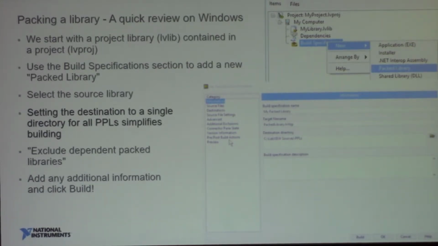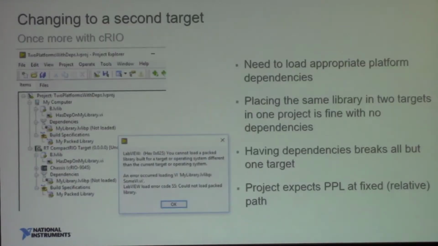So that would be how you generally do it if you had one library and you didn't want to automate anything. When you want to start doing this on two targets, you have a little bit more trouble, because if you don't have any dependencies, you're kind of okay. You can load them both in the same project, you can build them both in the same project. It will quite happily do that for you on two different targets.